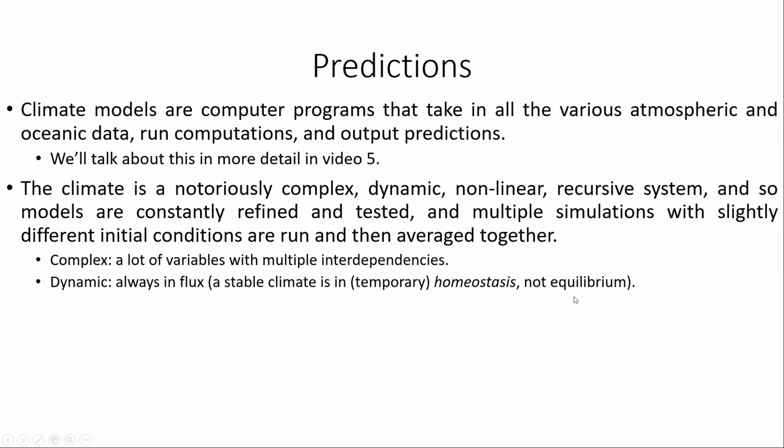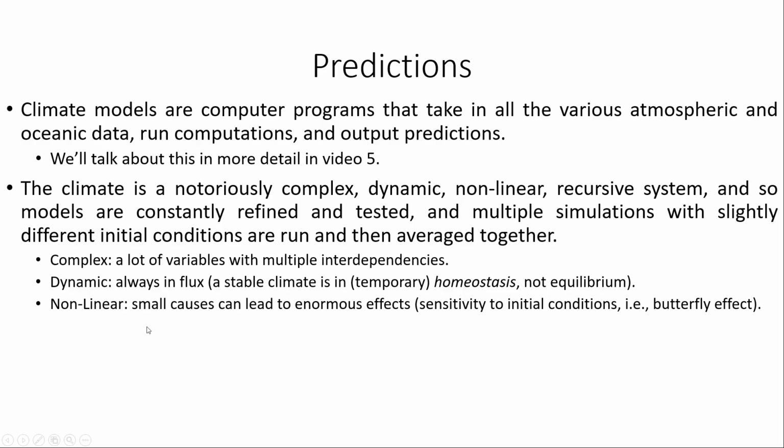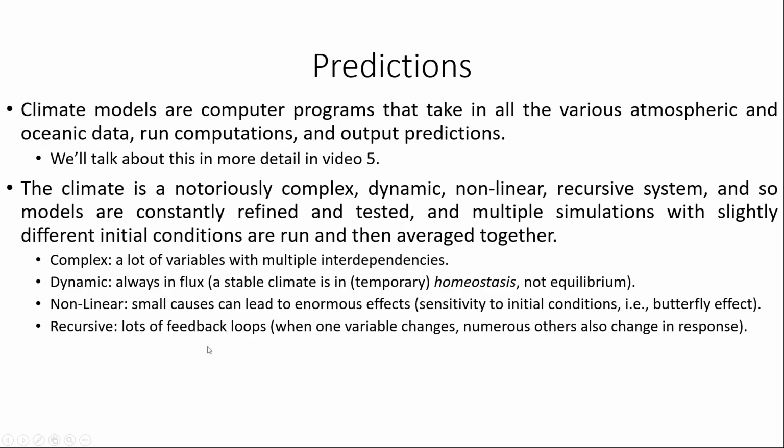even though nothing going on is actually occurring at equilibrium. Then nonlinear just means that small causes can lead to enormous effects. This is also known as the sensitivity to initial conditions or the butterfly effect. Then recursive just means that there are lots of feedback loops. So when one variable changes, numerous other variables also change in response, which causes a change in the initial variable, and so you get a lot of this feedback going on in these systems.